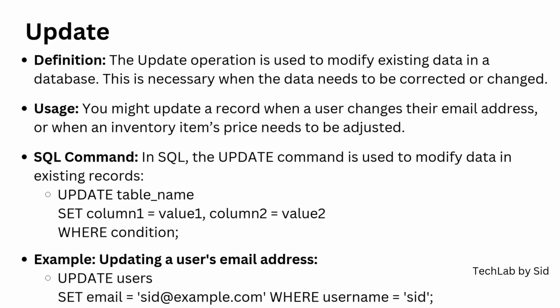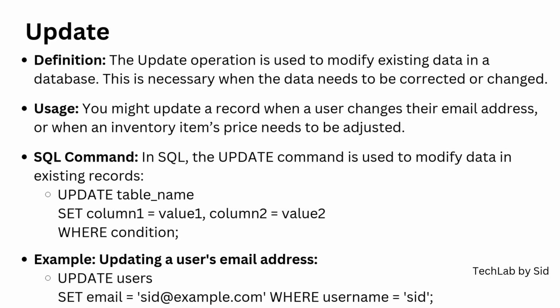Next, the update operation is used to modify existing data in a database, which is essential when information needs to be corrected or changed. For example, this operation might be used when a user updates their email address or when the price of an inventory item needs to be adjusted.